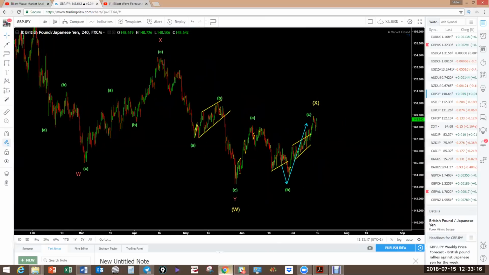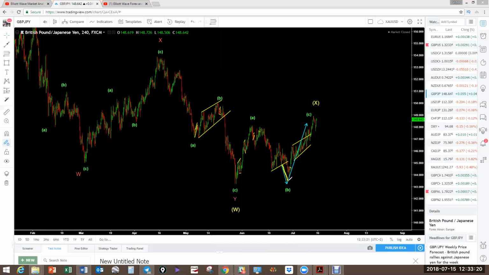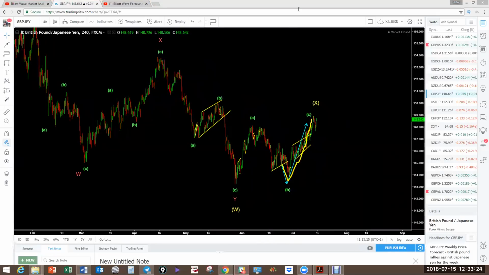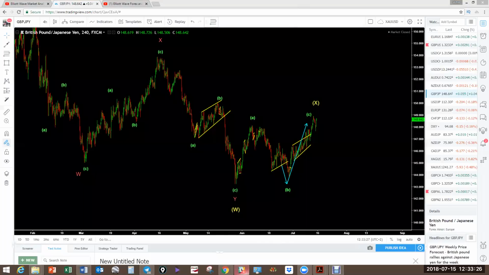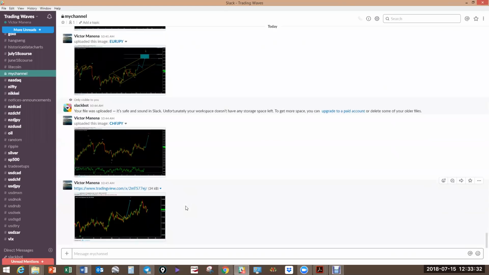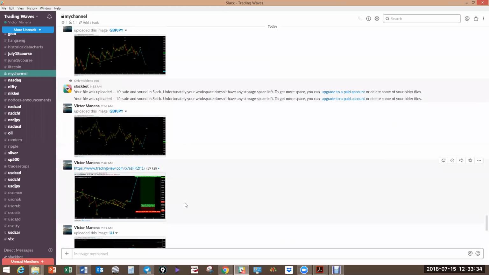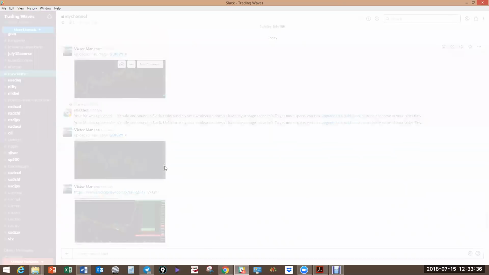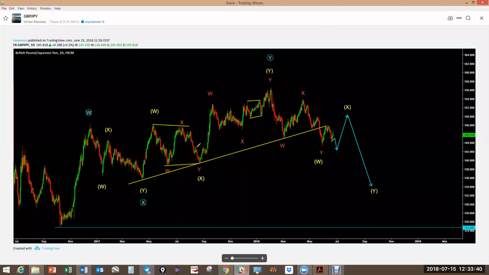So let me show you from Slack how we forecasted this down move here and all of this to the upside. So this is how we were looking at pound, and all these setups are posted in our premium group. Okay, let's just have a look here if I can find that one. Okay, so this was the daily. This is the daily chart on pound. Okay, all of this in our groups.